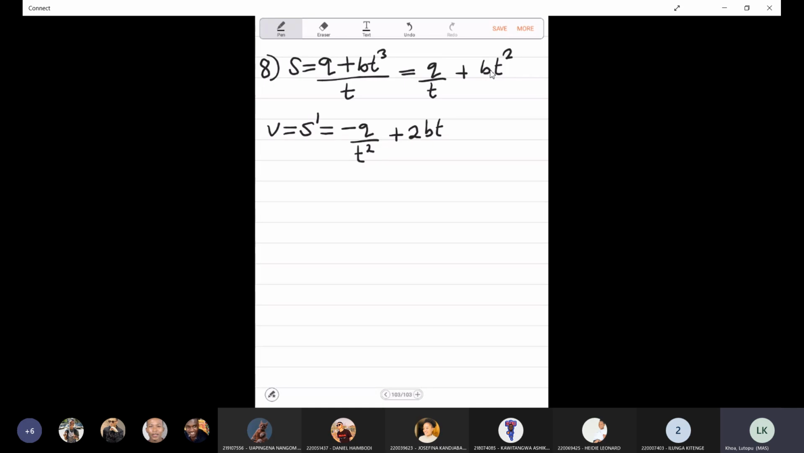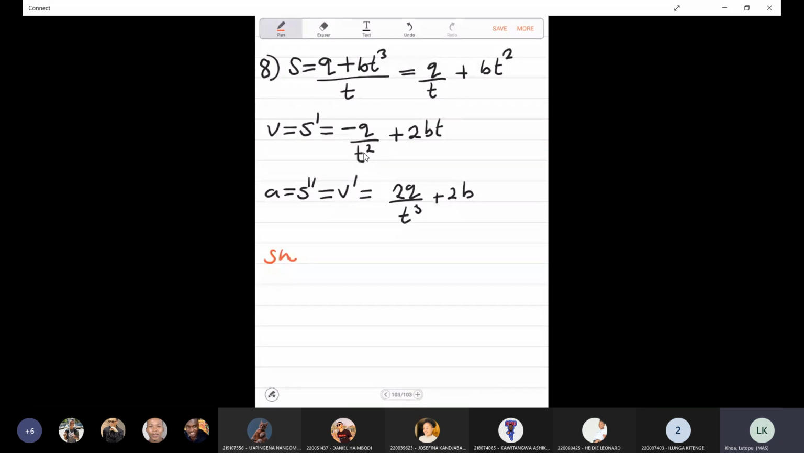And then we get our second derivative, the acceleration. This is the second derivative of s with respect to t, or just v prime. So this one here, we differentiate this. When we do that, we get negative 2, so it becomes positive now, 2q over t to the power of 3 plus 2b. Now you have to keep in mind what we wanted to show.